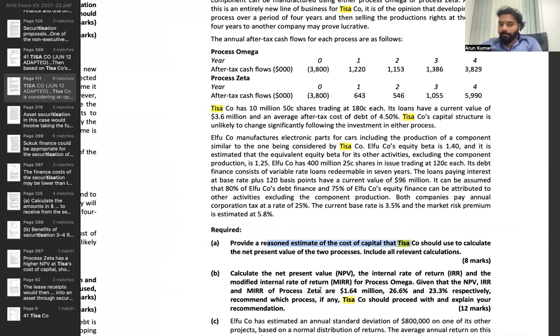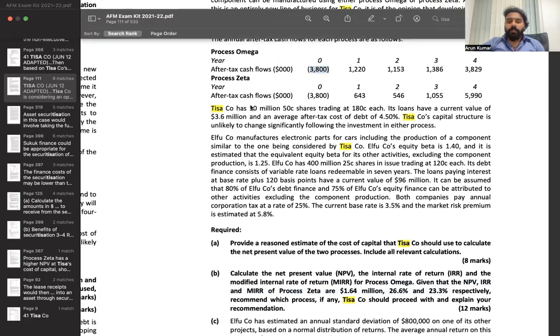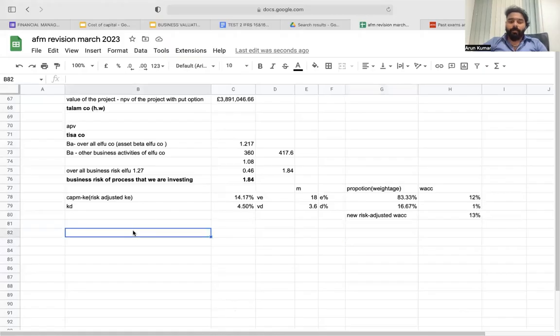In the question, they have already given the NPV, the value of MIRR, everything for you. So you just need to find it for process Omega. For Zeta, they have given the following data, so there is NPV, IRR, everything. We just need the cash flows, and these cash flows will be used to calculate the NPV of process Omega. So let's calculate the NPV of process Omega.